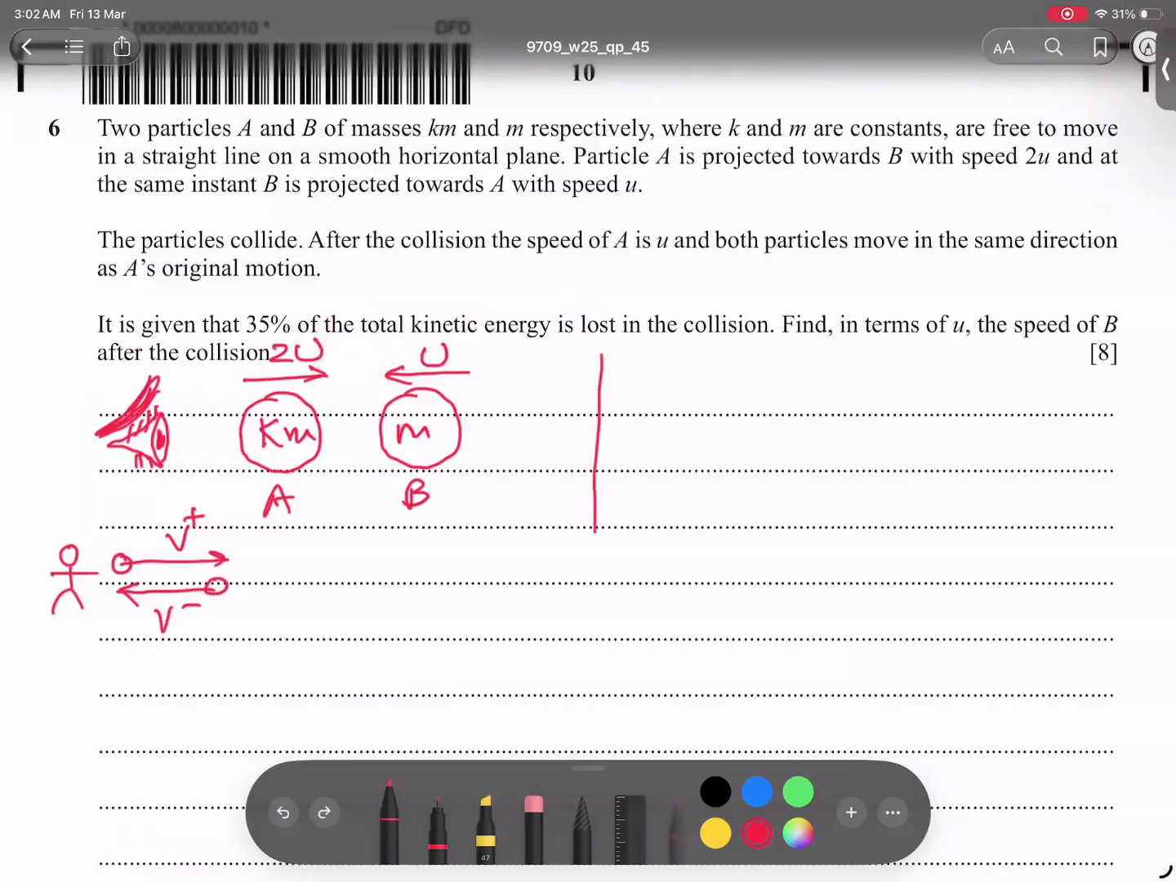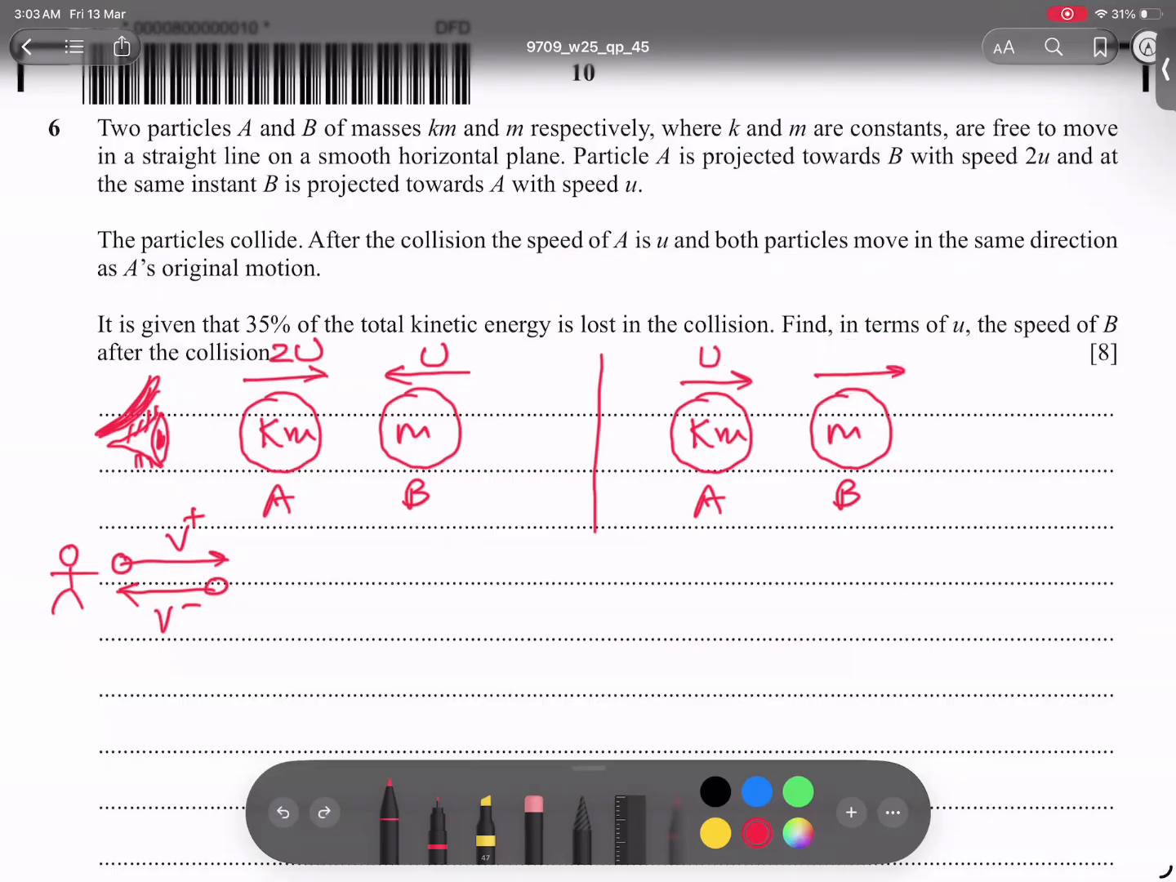This is just before collision, and let's talk about after collision. This is before collision, and after collision, the speed of A is u, and both move in the same direction as A was originally moving. Originally A is moving to the right side, so both will move to the right side. But this speed is given by him as u, we can see clearly, and this speed we don't know.